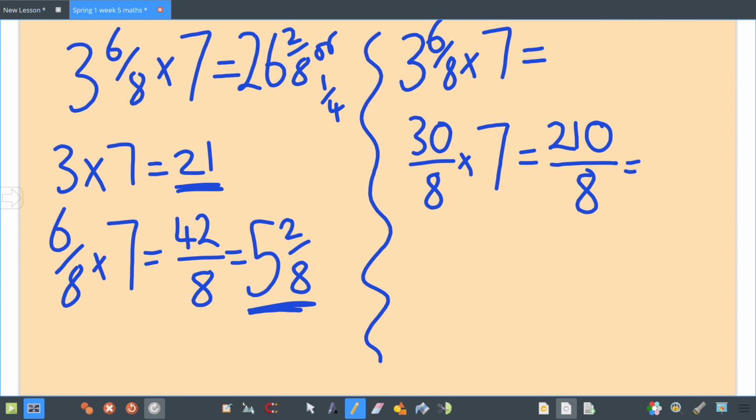5 times 8 is another 40, and that would give me 200, and add on another 8, 26, and 2 8s. But I got lost there, trying to work that out, so I won't be surprised if you guys do as well, okay? So make sure you do whichever method is best for yourself, okay?